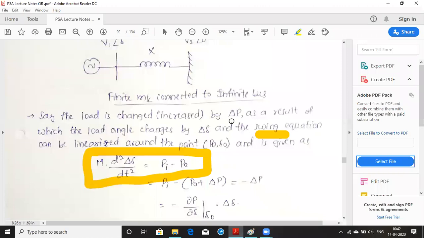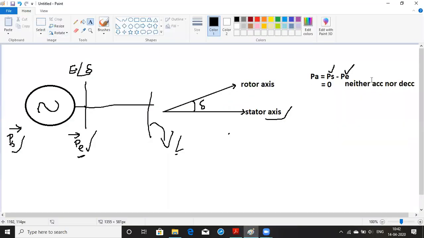Now, under this no-disturbance condition, what we are doing is changing the load. The load is increased at the load end side. So when the load is increased, what happens to this PE? The electrical output power should also increase. Is this right?